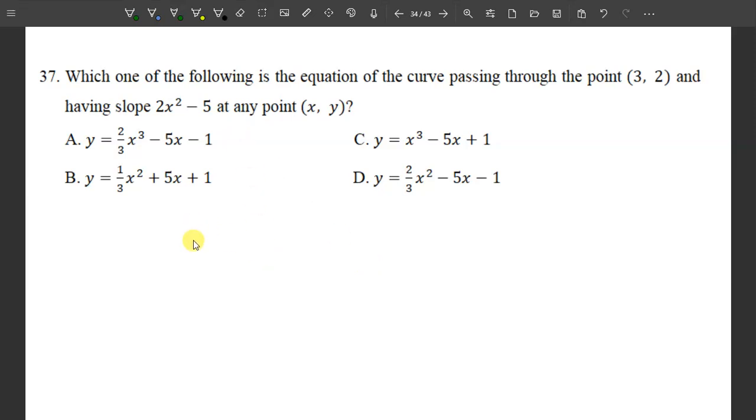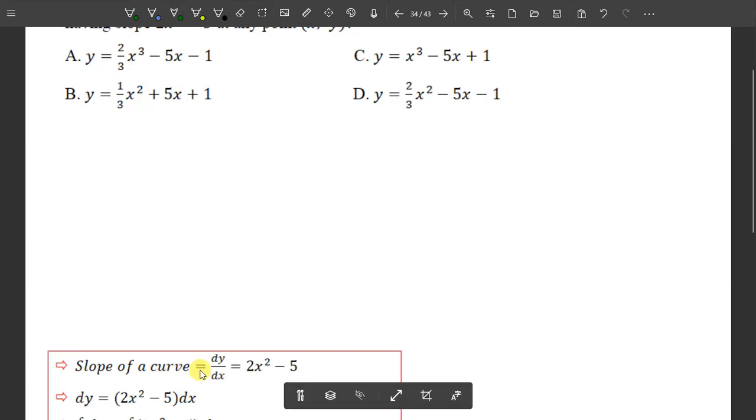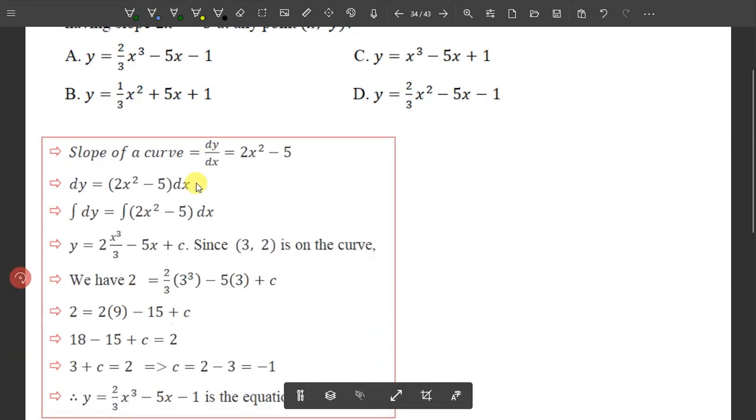Here, question number 7, it says, which one of the following is the equation of the curve passing through the point (3, 2) and having slope 2x squared minus 5 at any point (x, y)? That is what the question says. Here are the choices. Then to find the equation of this curve, what we have to do is the following. I have already solved it here. Let me show you here.